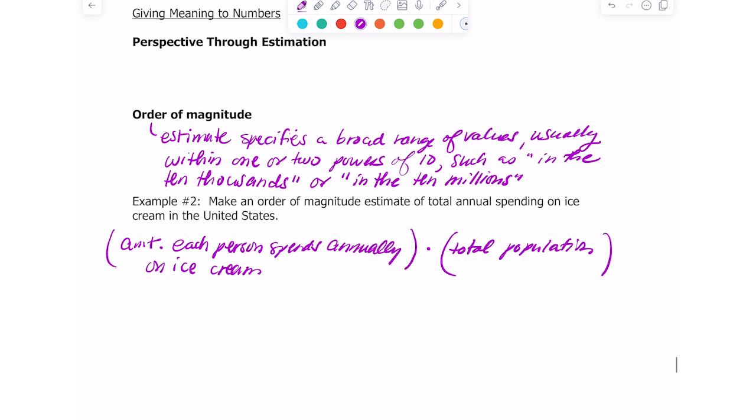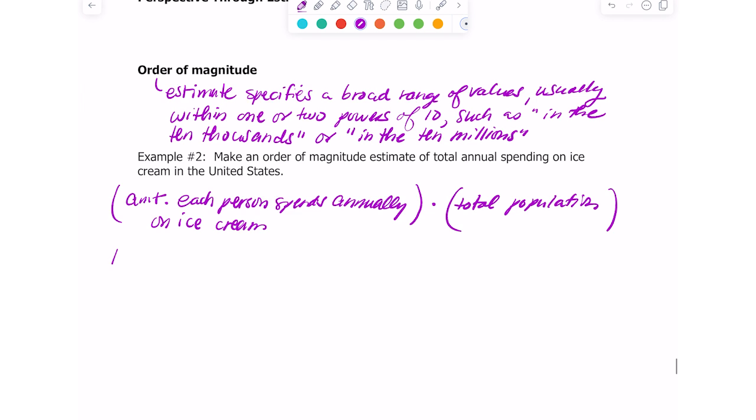Well, how do we know how much each person spends annually on ice cream? Okay, so how would I figure that out? Well, we would have to make some estimations. So let's think about this. Total annual spending, let's talk about that. How would I figure out total annual spending? Well, I need to know the population, of course. I would need to know about how much ice cream each person is spending, or is eating. So each person, the amount they're eating, we would consider that like the serving size.